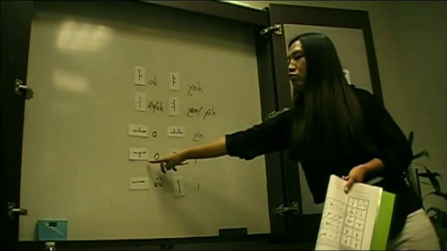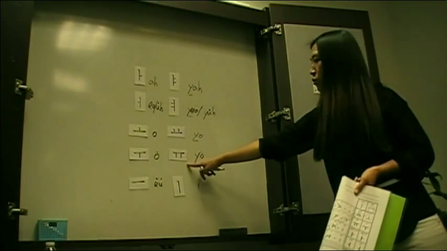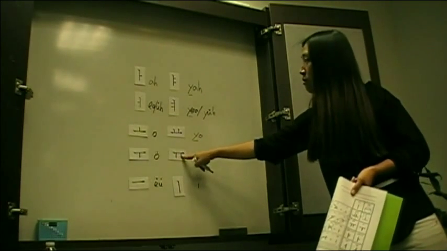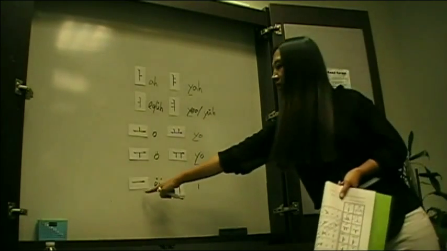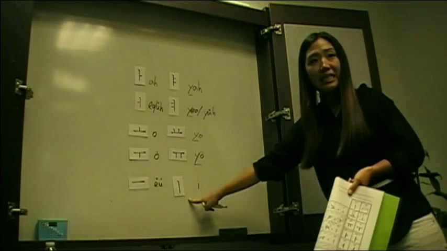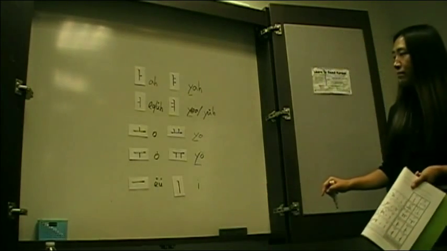Right? And the u, you. There's y also, one more line there, right? And then u, e.